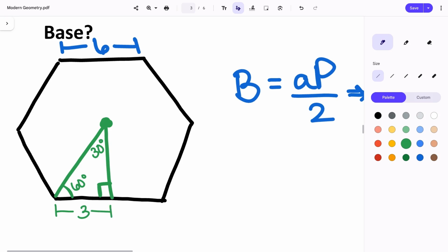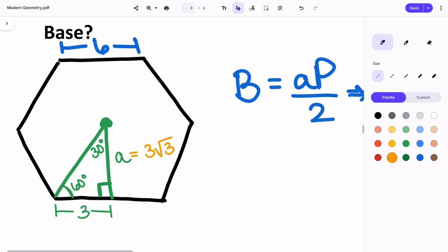What I really need is this side because that's my apothem. What is that going to be? 3 squared. Good, 3 square root of 3. Like I said, hopefully you're getting to the point now where you know how to work with this triangle. We've done it a lot, and a lot of those numbers work the same way.